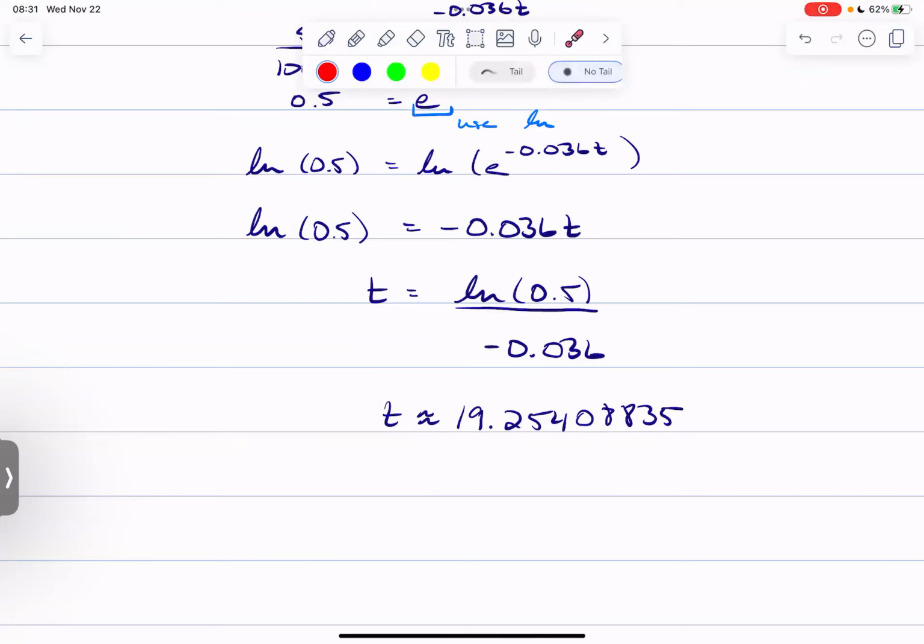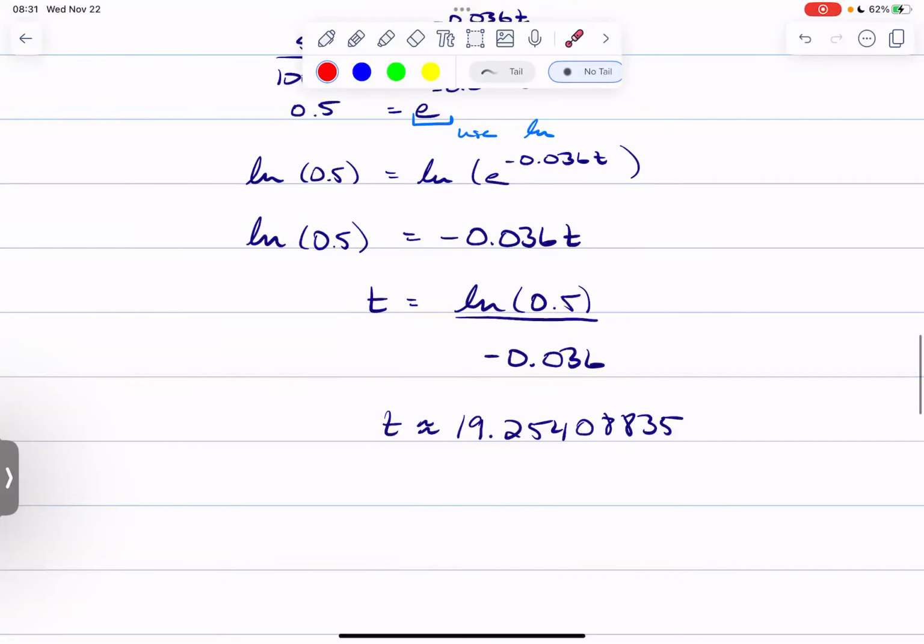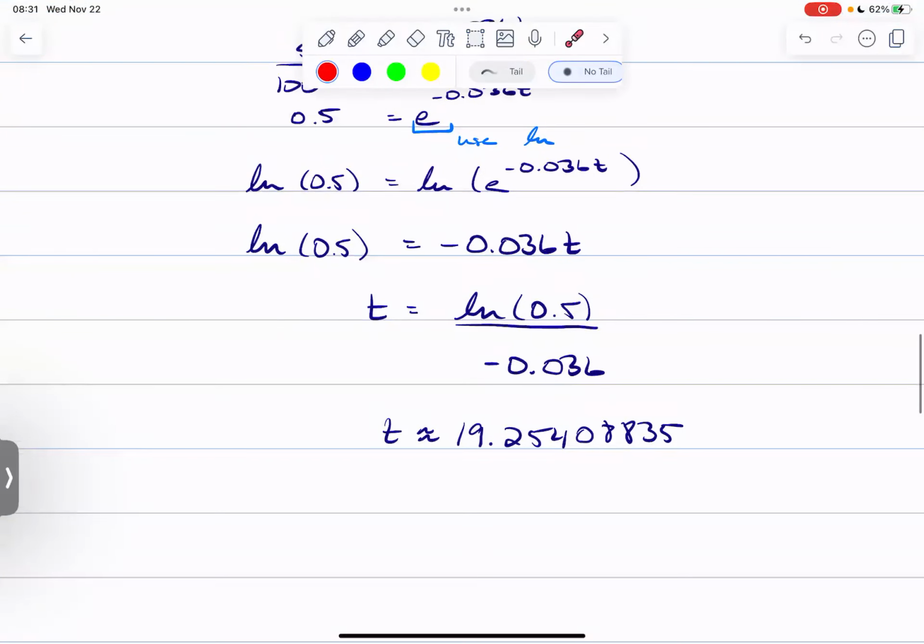The log of anything less than 1 is going to be negative, so those negatives would cancel. It doesn't say what time, so there's no units given, but that's okay, we found it. t is roughly 19.25 hours, minutes, whatever, doesn't matter. Good.